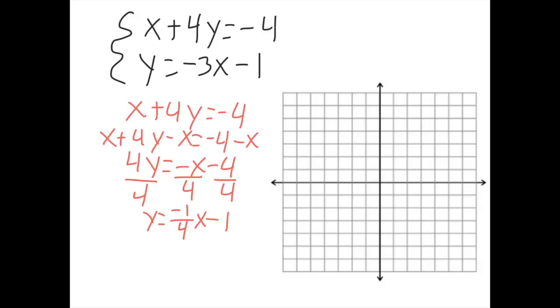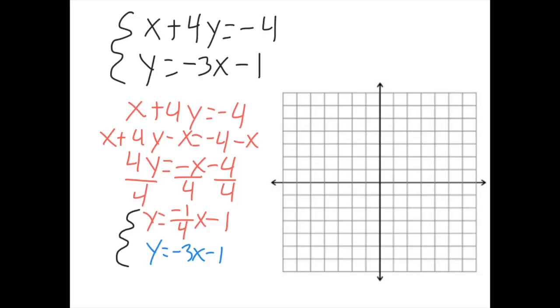Now that we're down here, let's write the other equation down here. Y equals negative 3x minus 1. So this is still our system of equations, just rewritten. So let's graph it from down here. So we have our y equals negative 1/4 x minus 1.